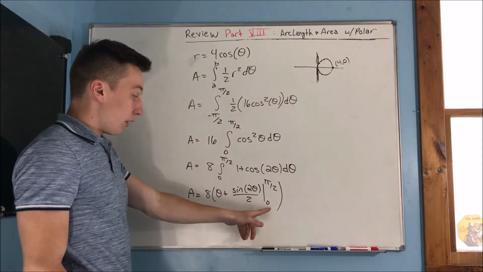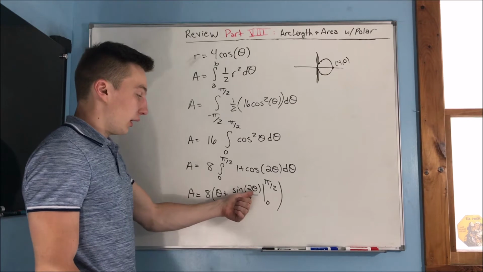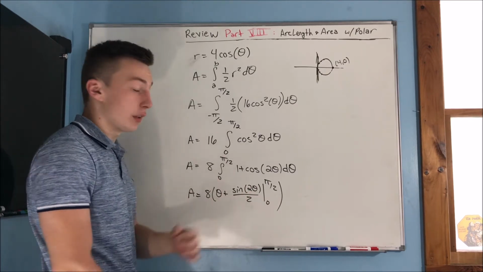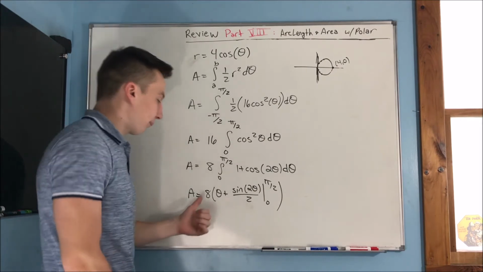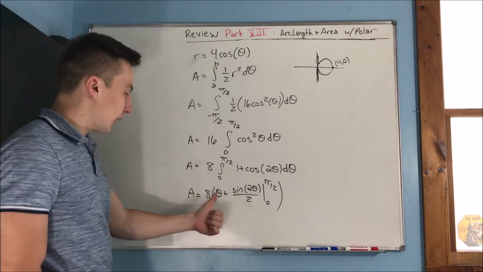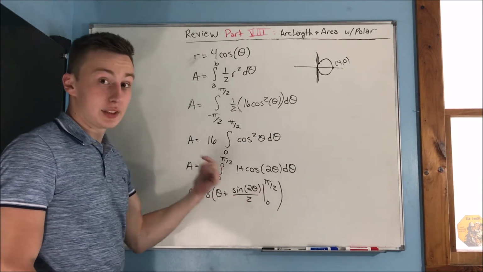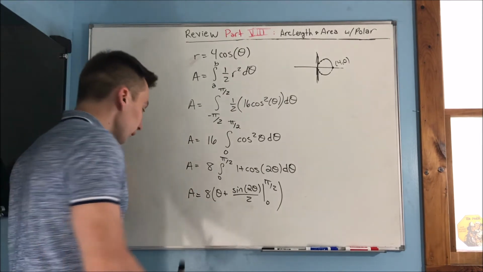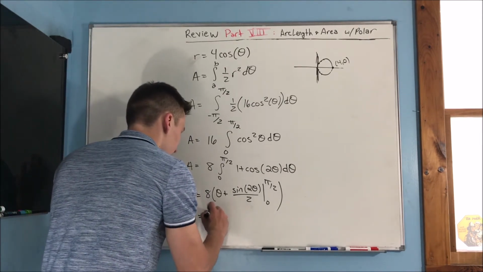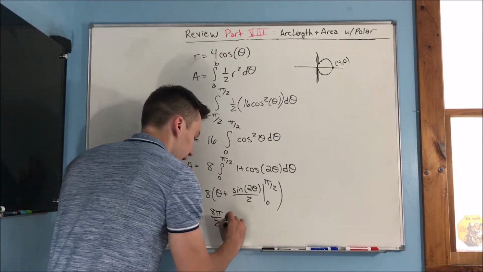Now 0 is just going to kill everything off. It kills this off, and it'll kill this off too because it'll be sine of 0. So we just need to worry about plugging in pi over 2, and when we do that, we get 8 times pi over 2 plus sine of 2 times pi over 2, that's just sine of pi, and we know that is also 0. So we're just going to get area equals 8 times pi over 2, which is equal to 4 pi.